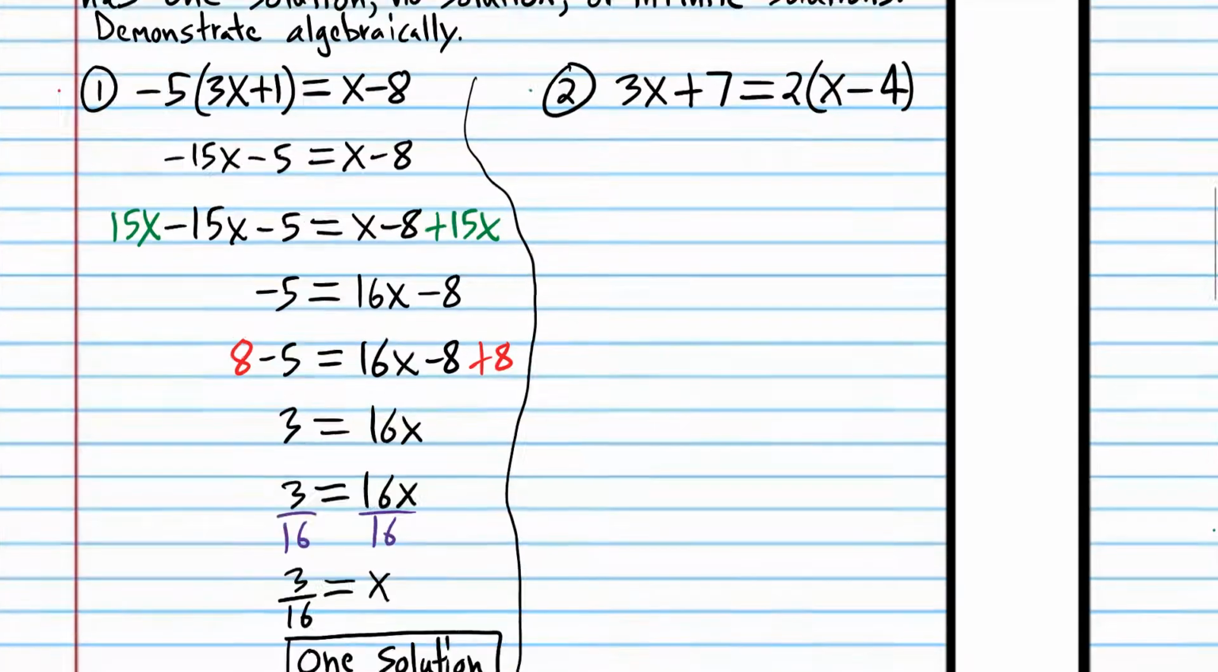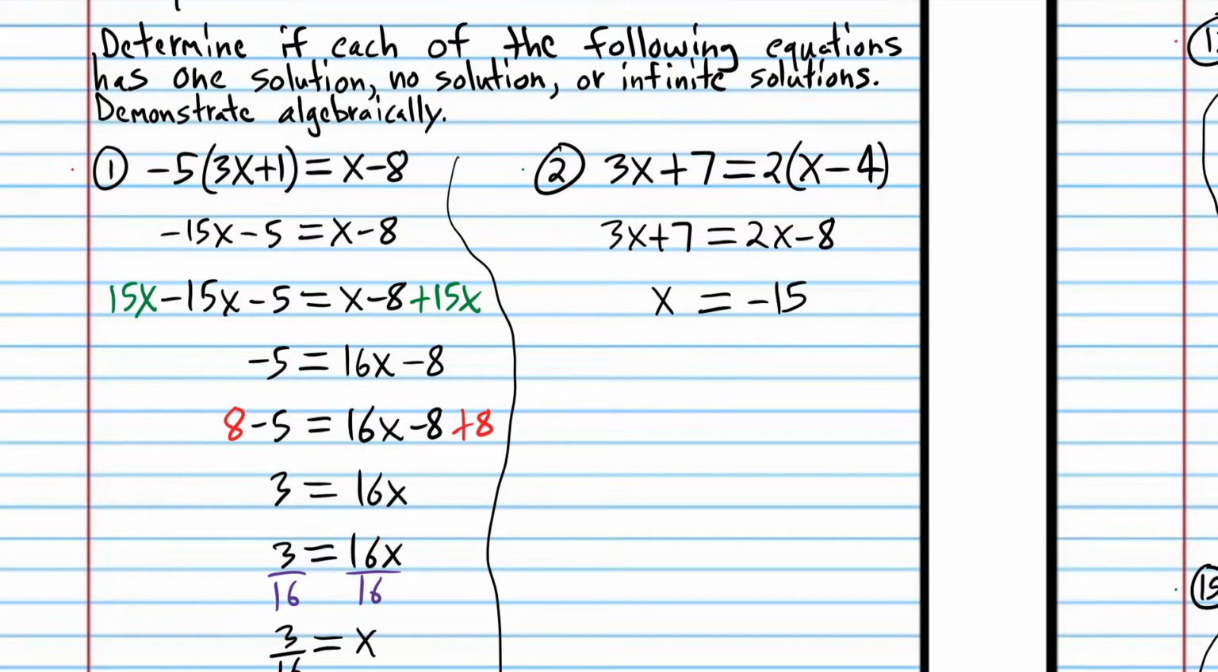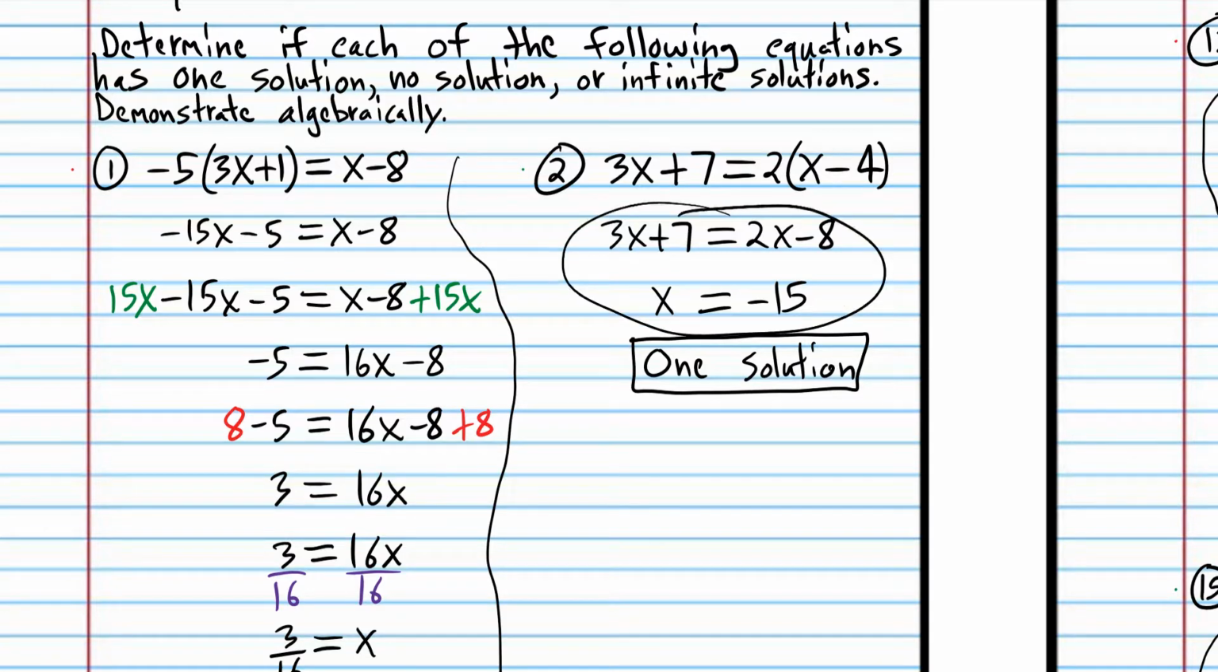All right, we're back. So we have 3x plus 7 is equal to 2x minus 8. Subtract 2x from both sides. Subtract 7 from both sides, and we get negative 15. And we can see that, again, there is one solution. So if you wrote one solution and you showed this work here, you demonstrated algebraically, good job.